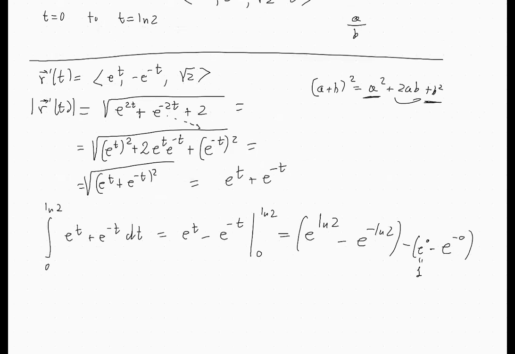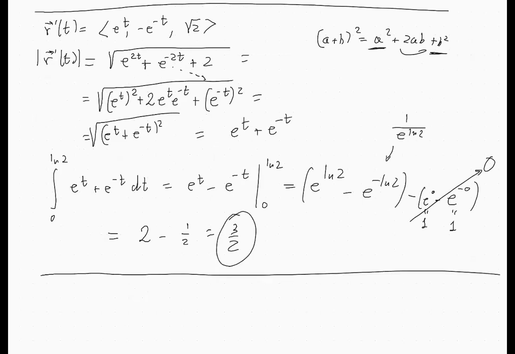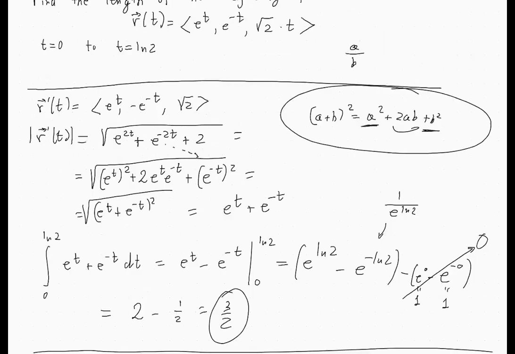E to the ln of 2, by the definition of logarithm, is actually 2. And the fun part is, what is e to the negative ln 2? I will remind you that this is 1 over e to the ln 2, meaning it's 1/2. So the whole thing is just 3/2. And that completes the problem. We did our simplification the way we were supposed to. And it's a good idea to always remember this little trick that can be used in cases like this. Okay, let's go to the next problem.